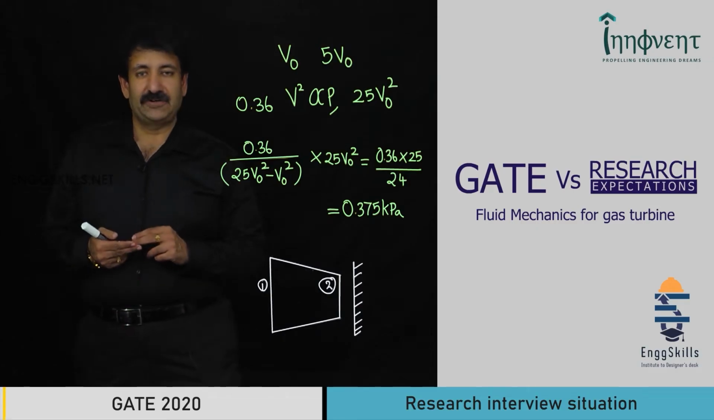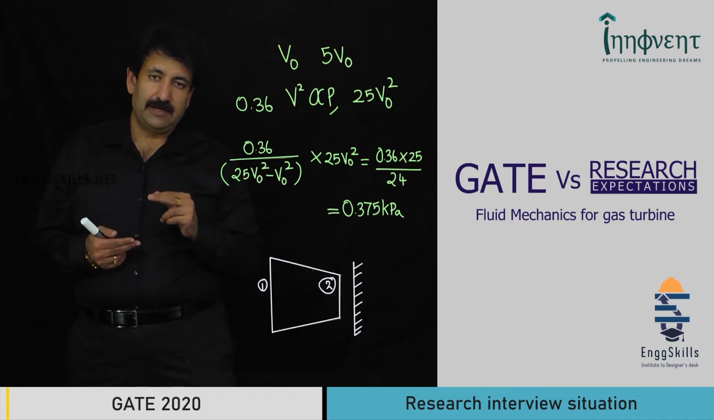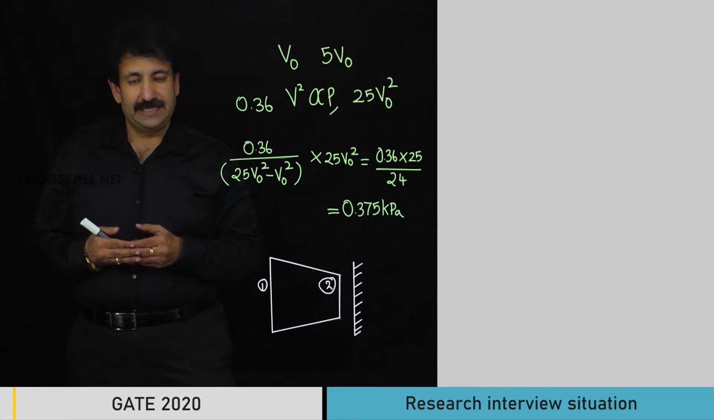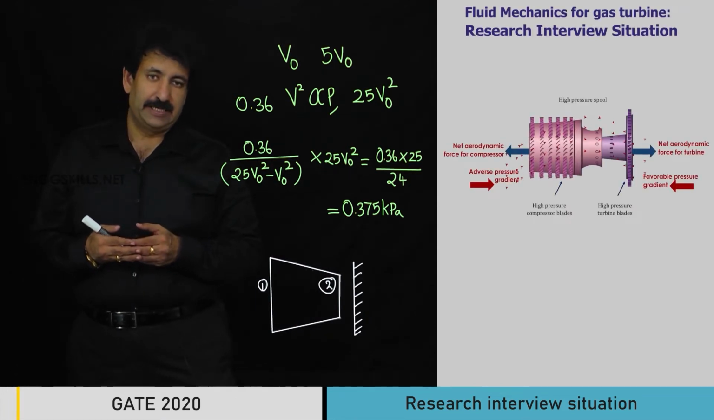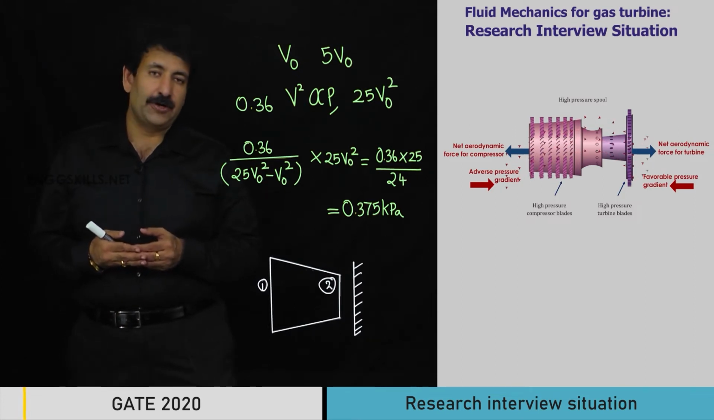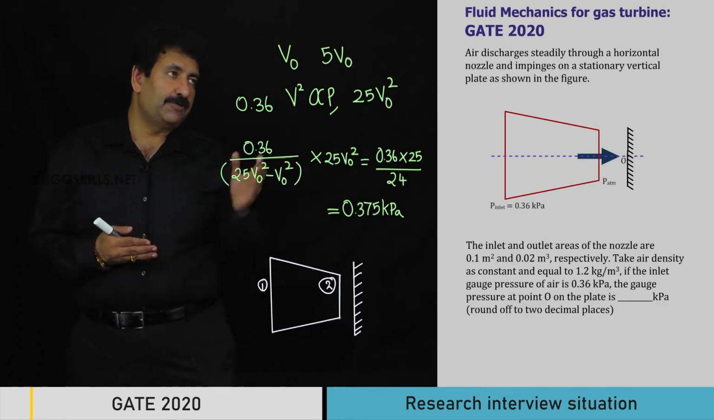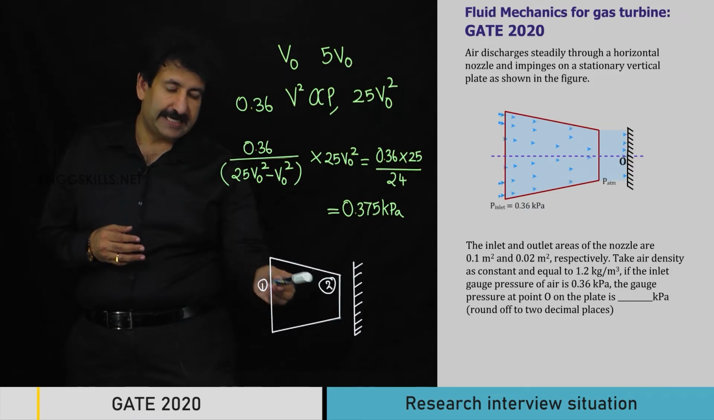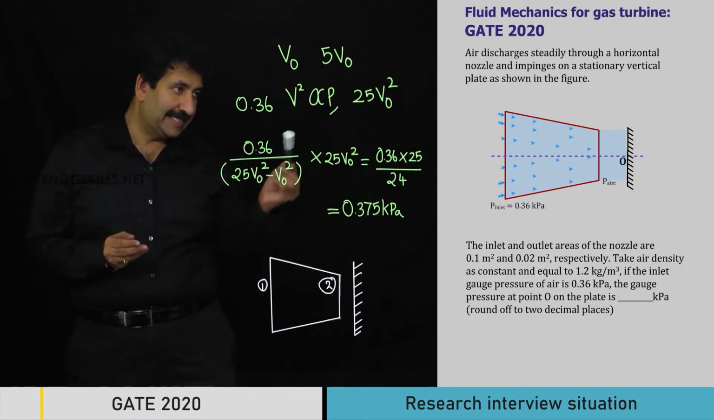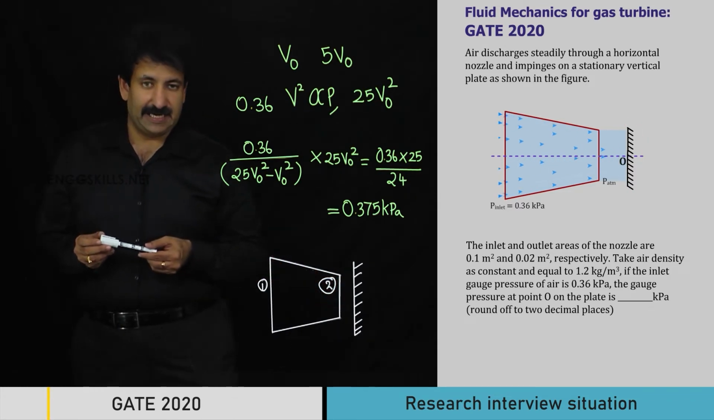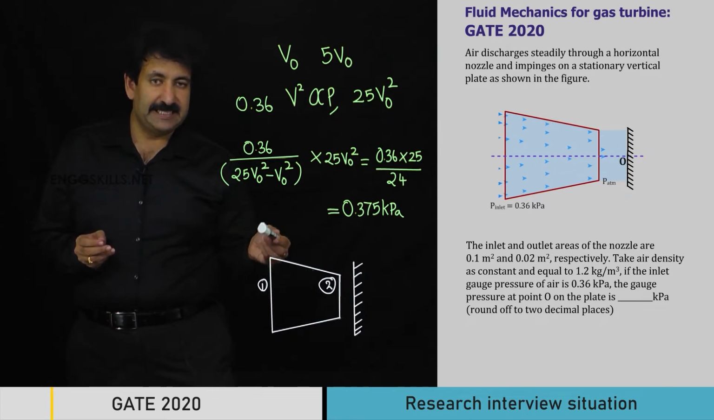Now in this discussion we would discuss two situations on fluid mechanics, one from GATE 2020 and another from a typical research interview. Now both these questions are based on the concept of force exerted by accelerating fluids. Now here the GATE 2020 is a simple question. The fluid is made to pass through a converging nozzle, thereby you are accelerating it, and then it impinges a static wall, and we need to find out what is the pressure at which it impinges the wall.